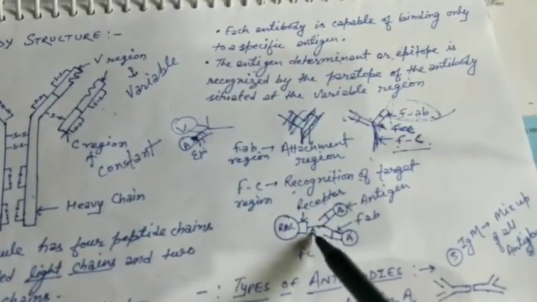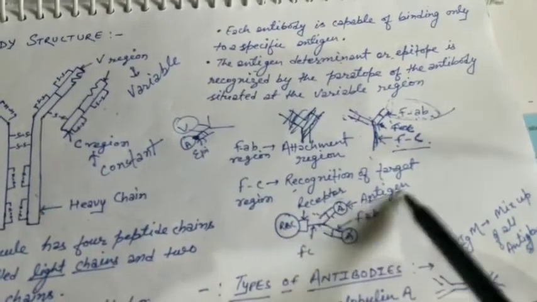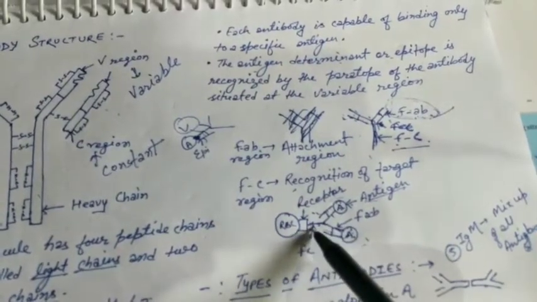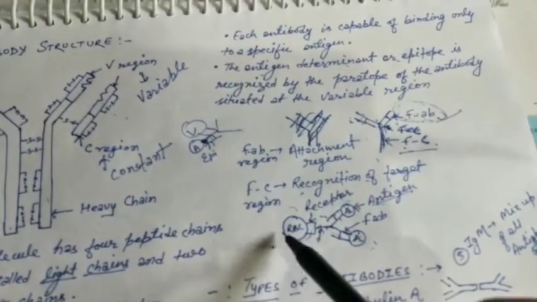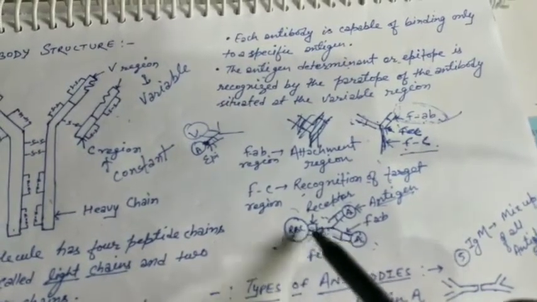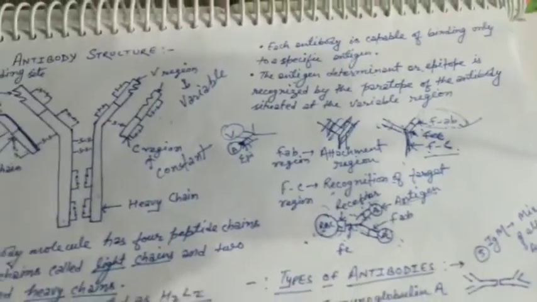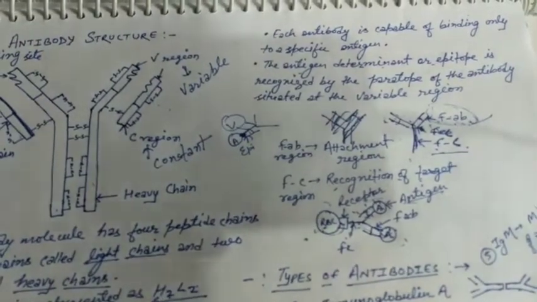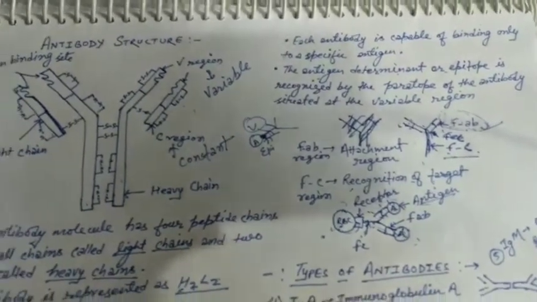If you look at this particular structure, this one is the antibody, the two arms are antigen binding arms, this one is the antigen, this region is FAB, and the FC region recognizes the target and attaches to a specific cell like RBC. This is the receptor, the RBC receptor, and this FC region binds to this receptor, and this FAB region binds to specific antigens. So this is about the types of the antigen and antibody interaction.